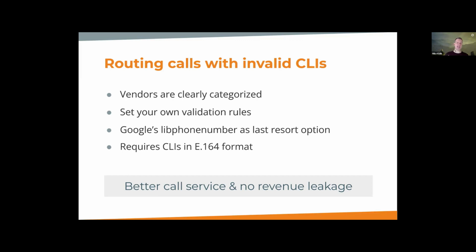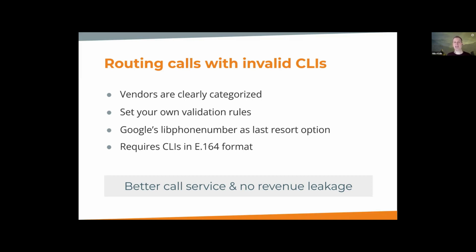So you start first with marking your vendors. If your vendor accepts only valid CLIs and they reject calls with invalid CLIs or they impose surcharges, you would mark those vendors, or rather vendor connections, and then you would set up your own validation rules, meaning you would say which prefixes are okay for CLIs, how many digits should be in the number, and things like that. And when the call comes in, the system would apply those validation rules.